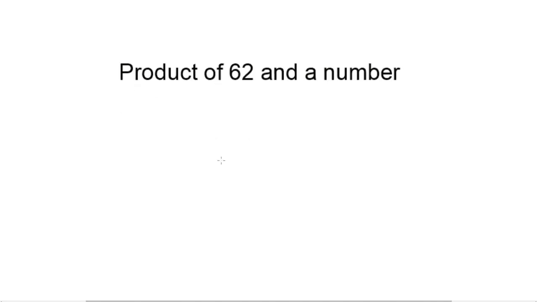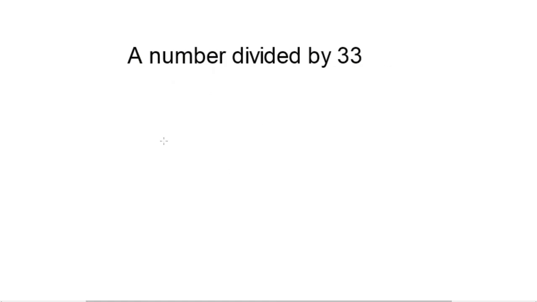So feel free to pause the video and try the following example. Let's break it down. Product, that's times. 62, that is as is, and a number. We're going to make that x, keep with the same thing. So we have the product of 62 and a number. So we combine this just as 62 times x, or just 62x.